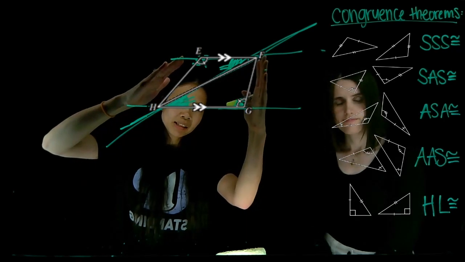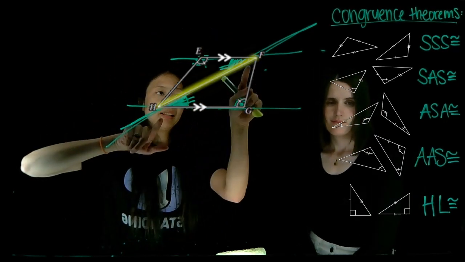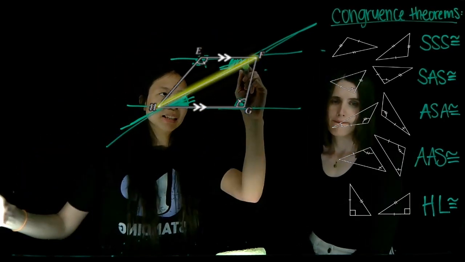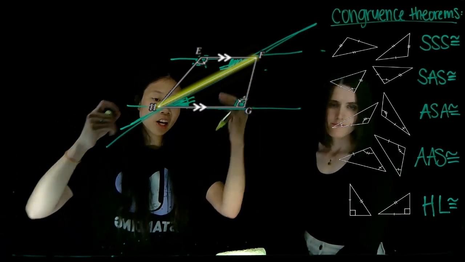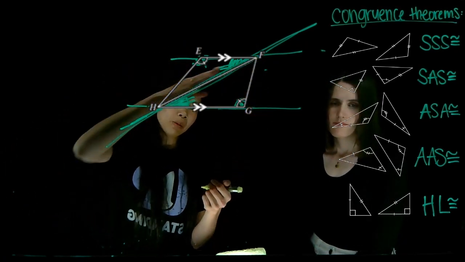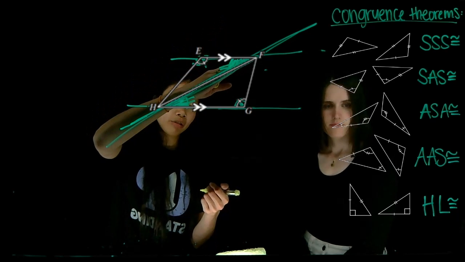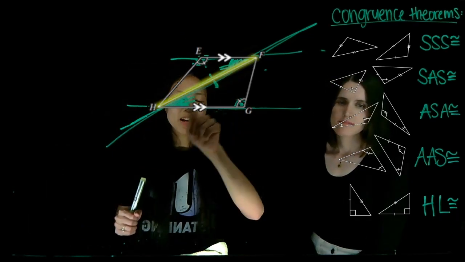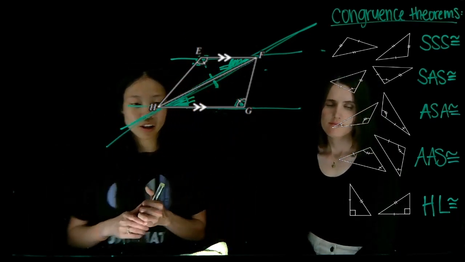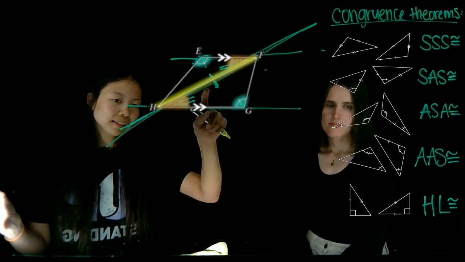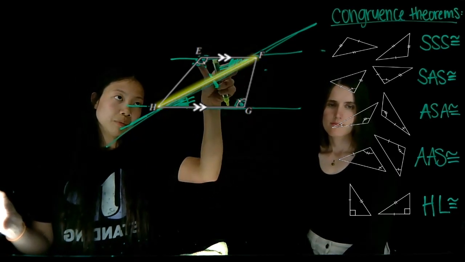We don't know about these sides. We know these sides are parallel, but we see that FH and HF is the same line. So when they have a shared side, that actually counts as being a congruent side for one triangle and a congruent side for the other triangle. So we know FH is a congruent side. So we have angle, side, because the side is not included in between those two angles.